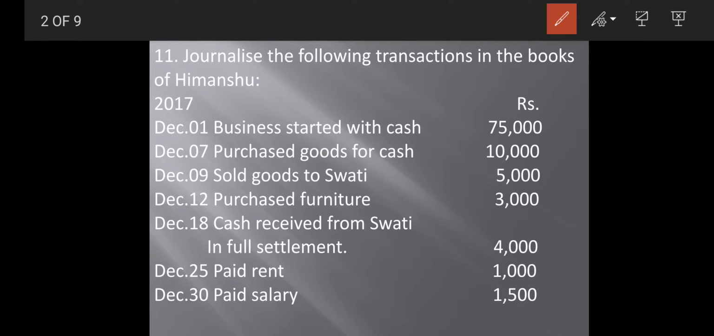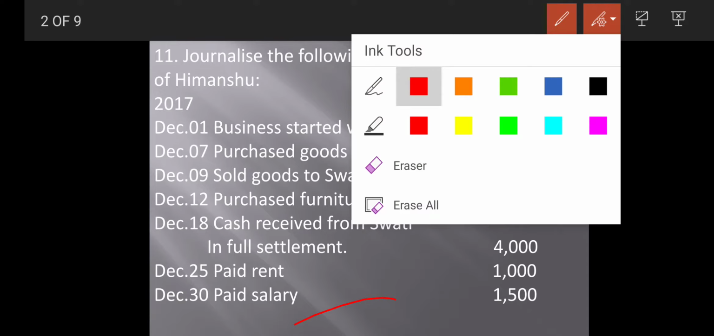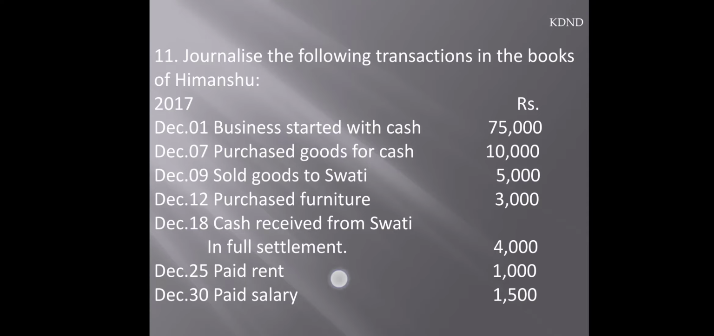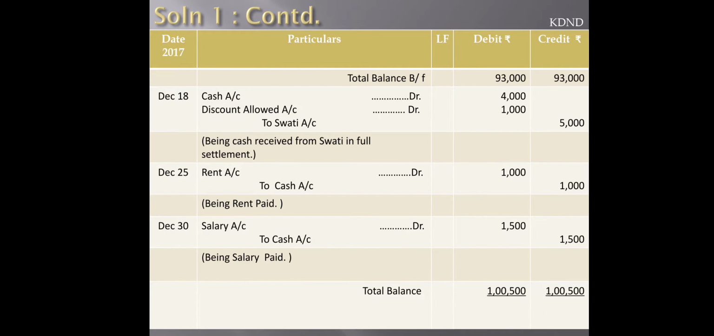So what will be the journal entry? What I am receiving is cash. So cash account debit. Then we are allowing her a discount of rupees 1,000. So that will be debit as well, and at the same time we are going to decrease our debtor, that is Swati. So the journal entry will be passed as cash account debit, discount allowed account debit to Swati.